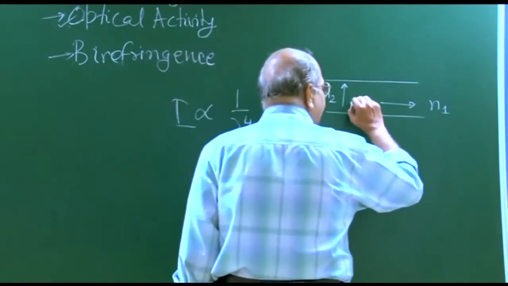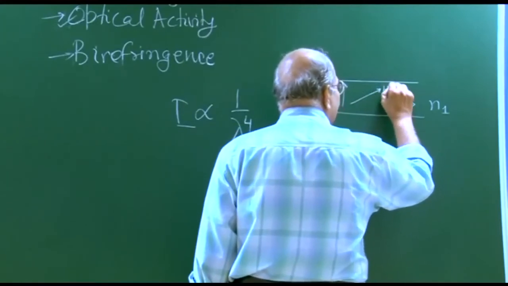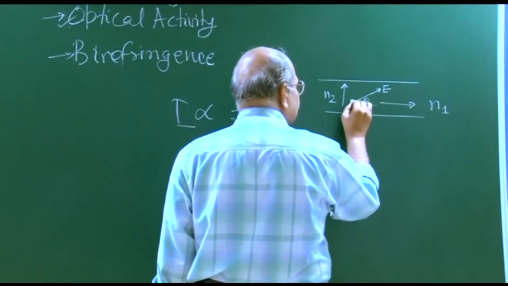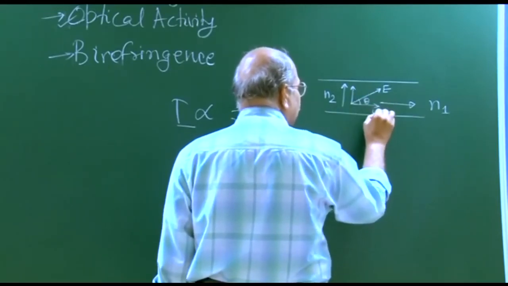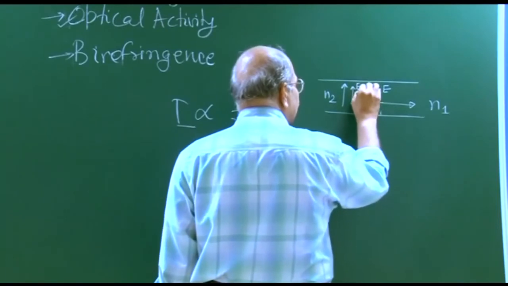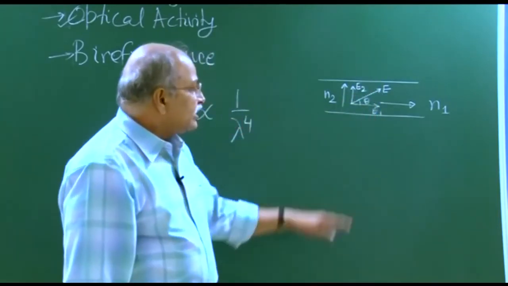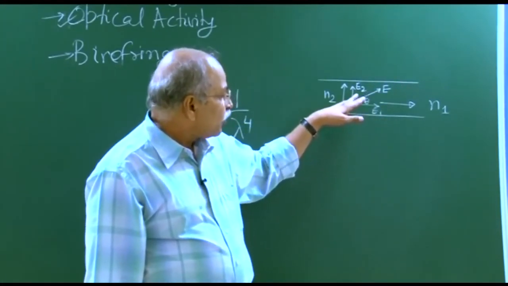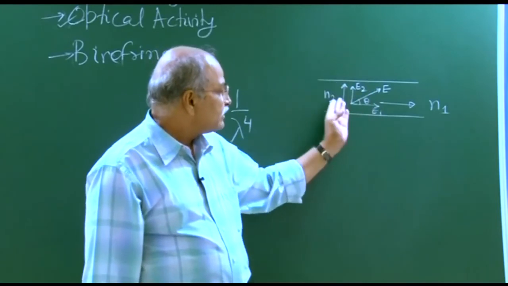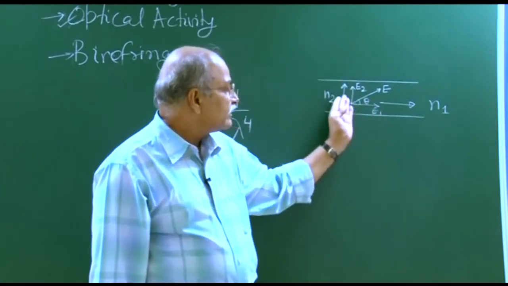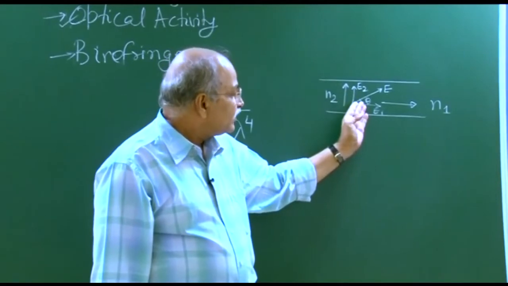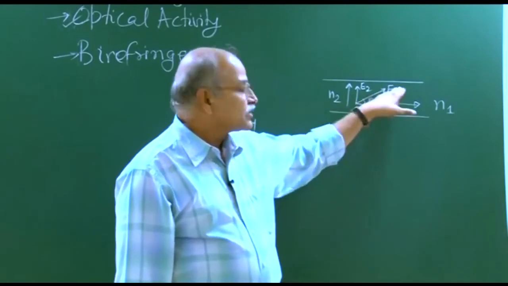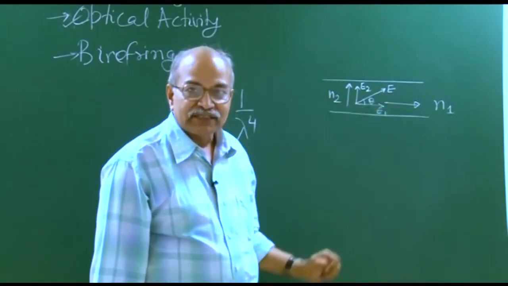So if it is at some angle, if this is the electric field and you take two components, one along this direction and other along this direction, you can call it E1 here, you can call it E2 here. So initially the electric field is this way, then you can think it as a combination of two linearly polarized light, one polarized in this direction, another in this direction, and then the phase difference between these two is zero and the resultant is again a linearly polarized light.